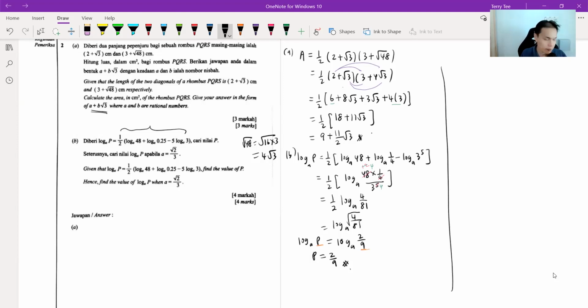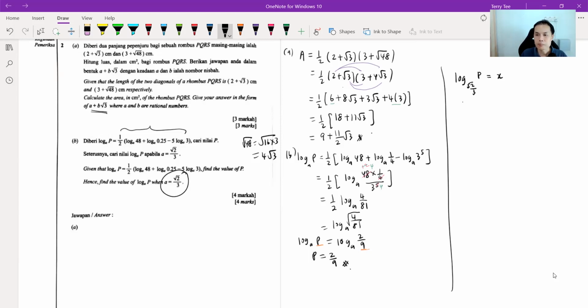The last part, very small part, was supposed to find the value of log base A P given that A is root 2 over 3. Now that you know the base, A is root 2 over 3. So there are many ways you can do it. You can actually say, let log, this A here is root 2 over 3, this is P. I want to find the value of this. Now that your A is root 2 over 3, we can let it be X.